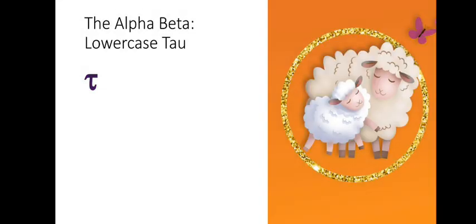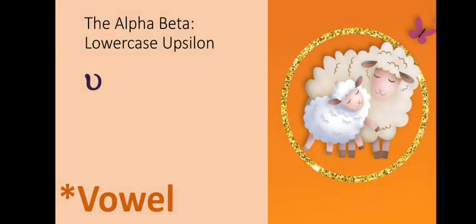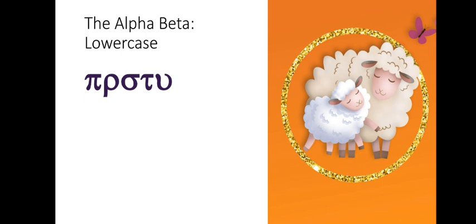Next we have tau, followed by a vowel upsilon, like a U, similar to our English U. Pi, rho, sigma, tau, upsilon. Say it with me. Pi, rho, sigma, tau, upsilon.